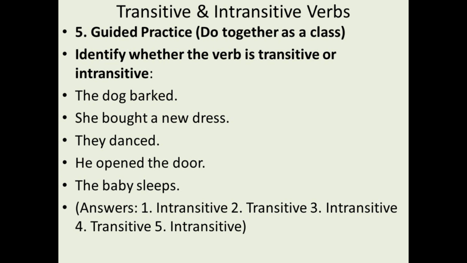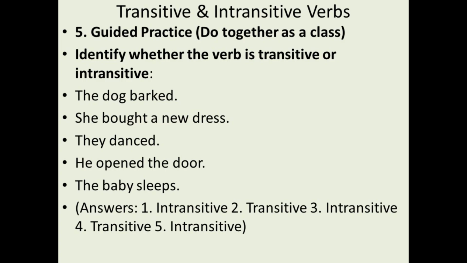She bought a new dress. Here, she is the subject of the sentence. Bought is the verb of the sentence, and a new dress is the object of the sentence. What about the verb given in this sentence? Bought, transitive or intransitive? This is transitive, obviously. Why? Because there is an object given in this sentence, that means a new dress, the receiver of the action.